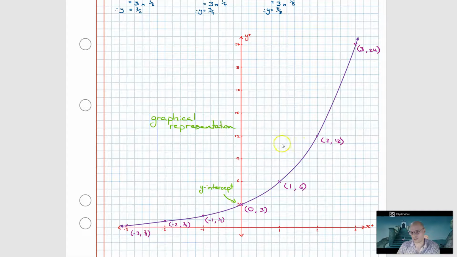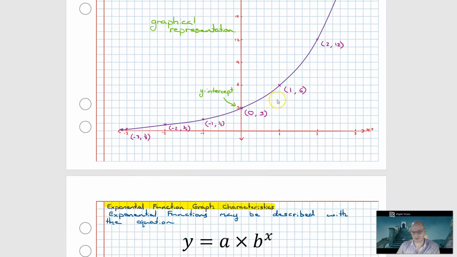So the value of y is increasing at an increasing rate. Now, not all exponentials are going to look this way. Rather, they're going to look slightly different depending on the components that make up the function.